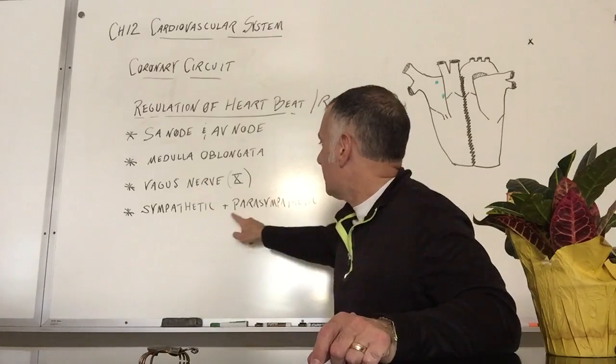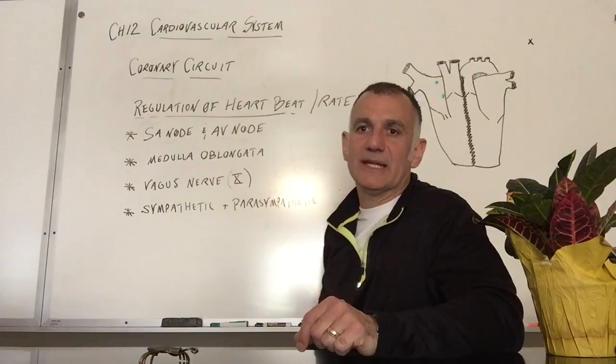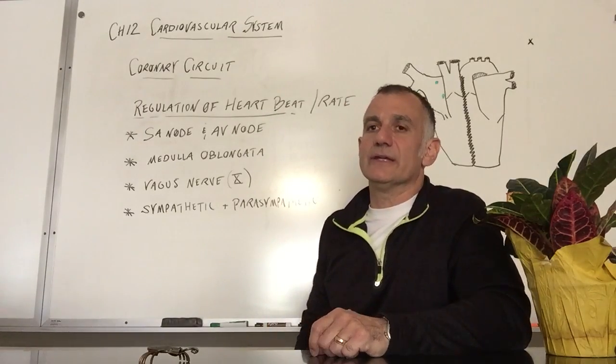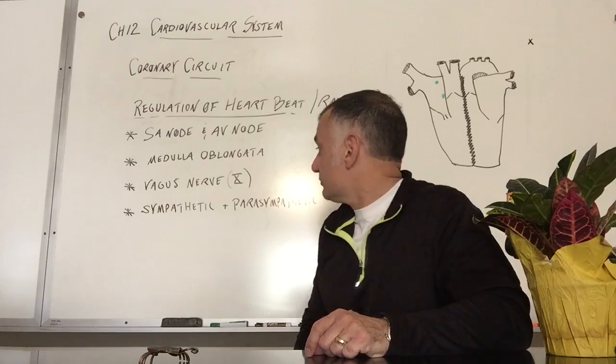All right, and the last part, sympathetic and parasympathetic branches of the nervous system. I see it looks like there's a glare on the board from my angle, what I'm seeing right now.